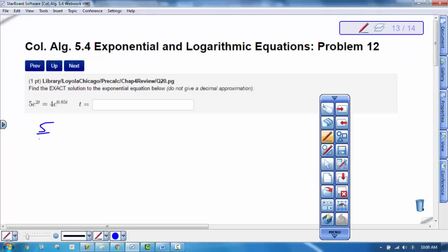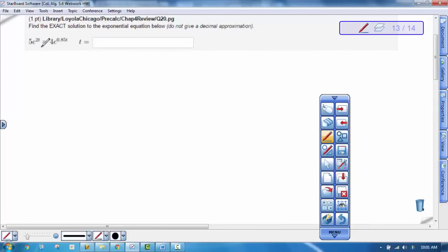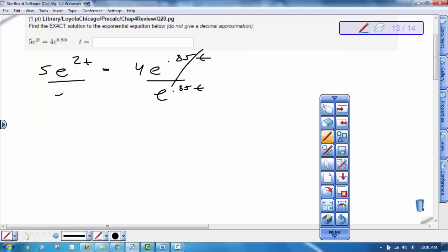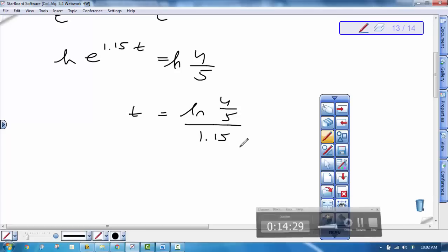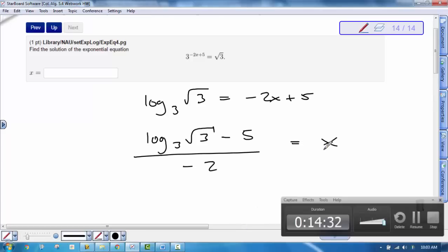Alright, the next one I divide both sides by 4, and you get this. Then I would probably take the natural log of both sides. That cancels this. Actually, better yet, let me back up. I would actually divide both sides by e to the 0.85t. What I was doing would work, but this way is better because when you divide both sides by this, then you could subtract the exponents here to get this, because when you have like bases, you subtract the exponents. And then you can divide both sides by 5, and then you can take the natural log of both sides, and you get 1.15t equals natural log of 4/5, and divide both sides by 1.15 to get your answer for t.